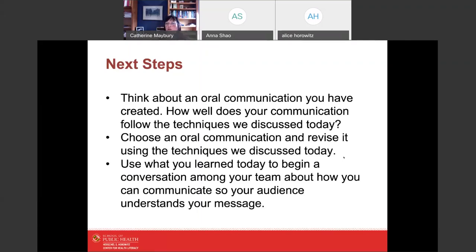We want to be aware of the demands that oral communications put on our listeners. Often we're aware that written materials can place this burden, but we don't necessarily think about that when we think about our oral communications. So as we create any new message, we want to think about whether it is written for a low literacy audience so that everyone can understand it.